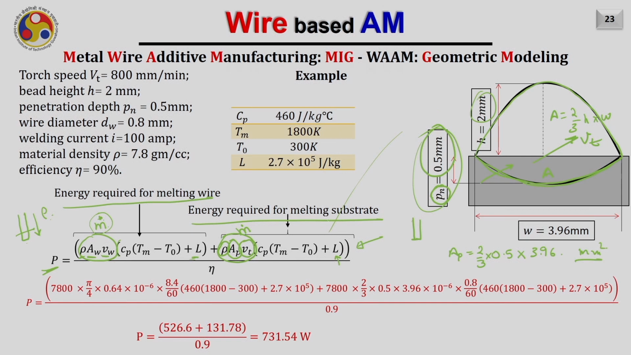Now we will put all these values here because everything is known to us, and after simplifying we obtain the power equal to 731.14 watt. Also, I missed that the efficiency is divided here, because it is given that the efficiency of the source is 90%. Therefore, we have to give slightly higher power than what we are calculating, and that will be divided by the efficiency. As a result, the required power is 731.54 watt.